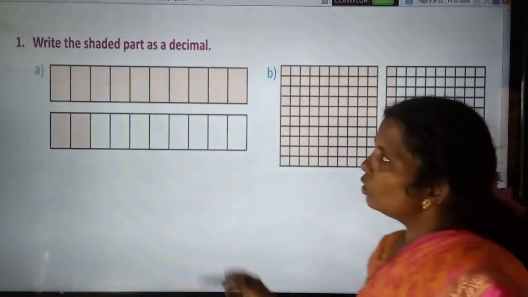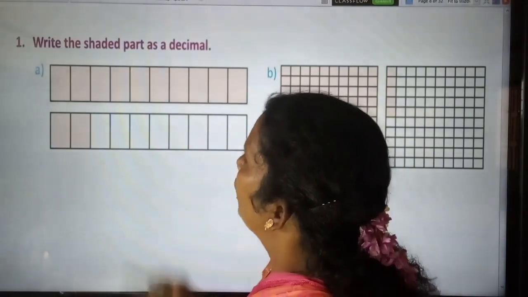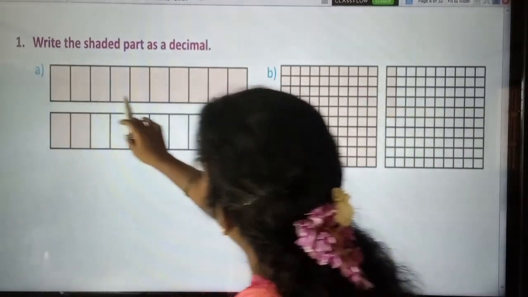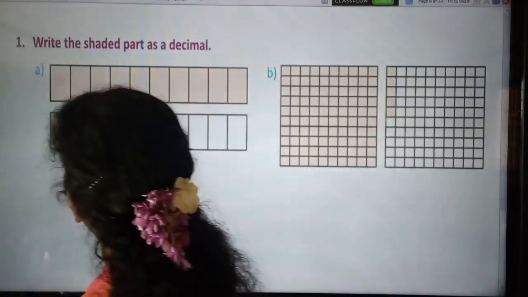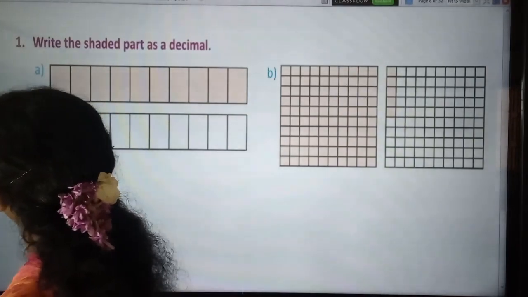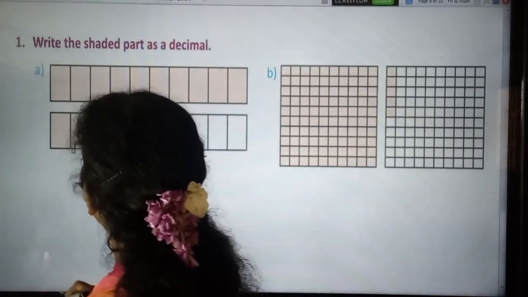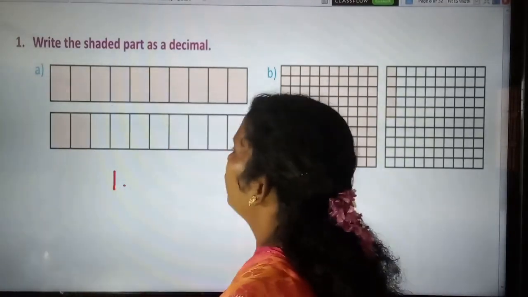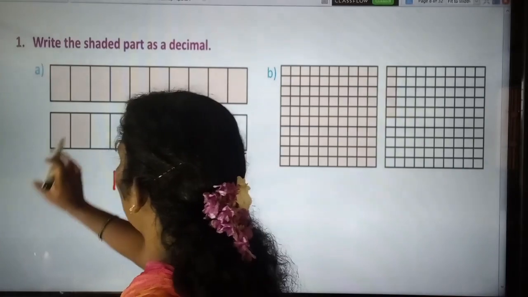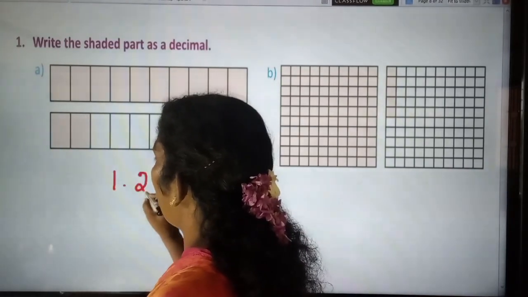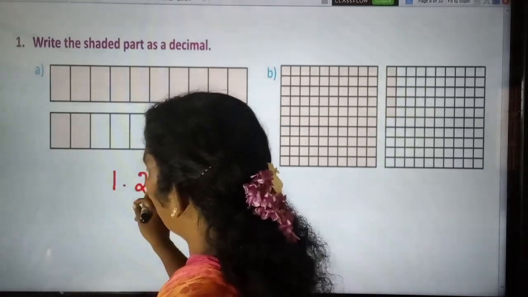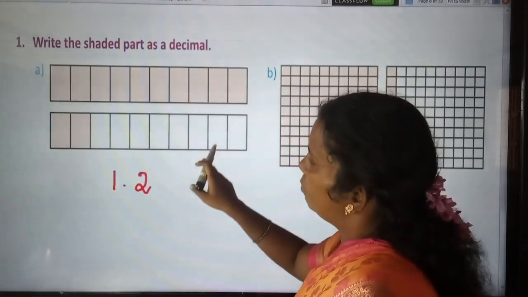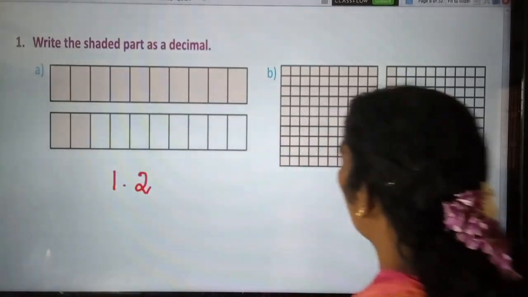Next. Now, write this shaded part as a decimal. In the given figure, let us write the shaded part as a decimal. See here, all 10 boxes are filled. Hence, we can write this as 1. The whole number 1 we can write here. Then the point. How many parts are shaded here? Only 2 parts are shaded. That is, out of 10 boxes, only 2 boxes are shaded. Hence, in the tenths place, we can write simply 2. Therefore, the given shaded part is 1.2.